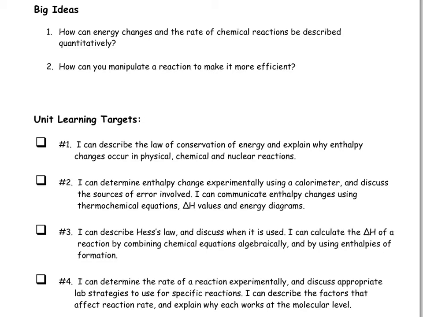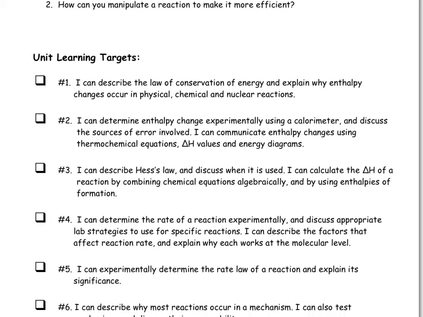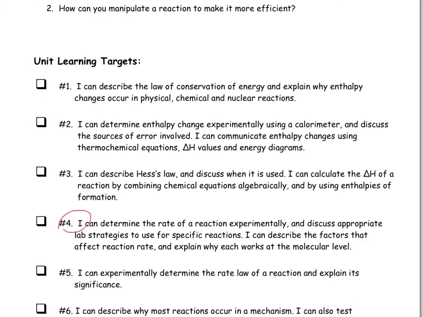In this note, we'll discuss big idea number 1, talking about the rates of chemical reactions and how we describe them quantitatively. We will tackle learning target number 4. So by the end of the lesson, you should be able to determine the rate of a reaction experimentally and discuss appropriate lab strategies to use for a specific reaction.